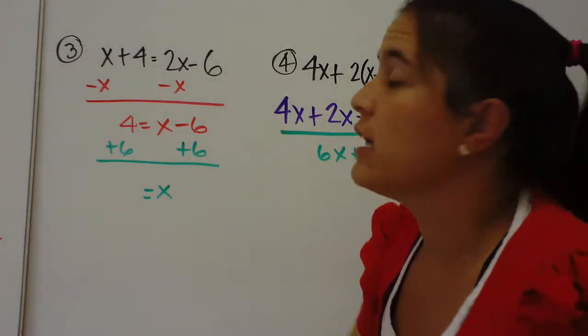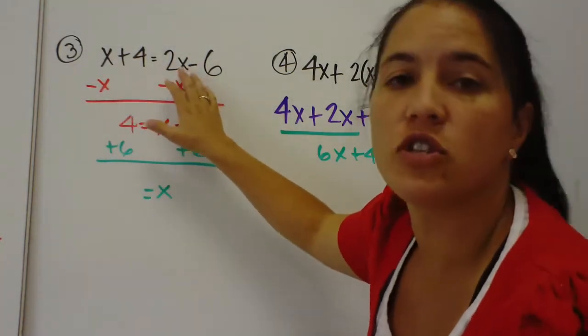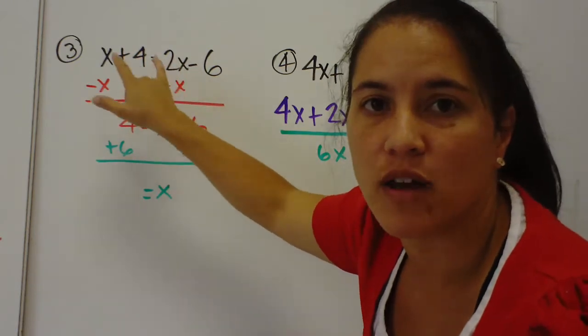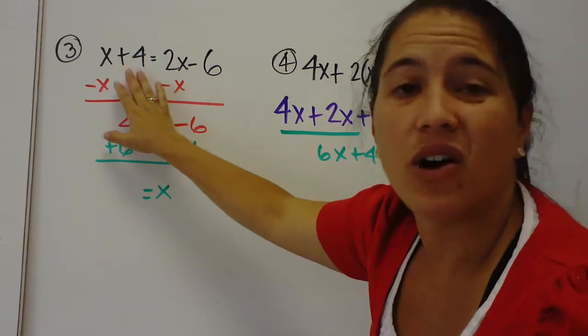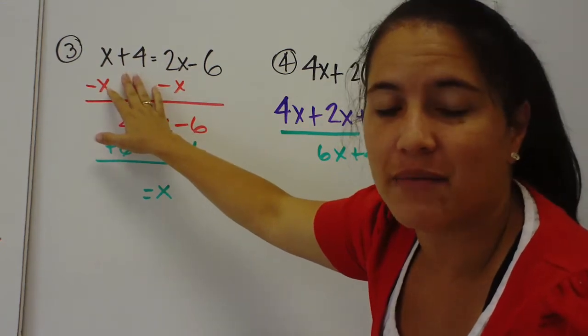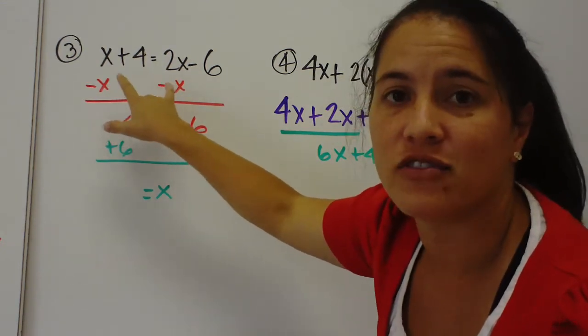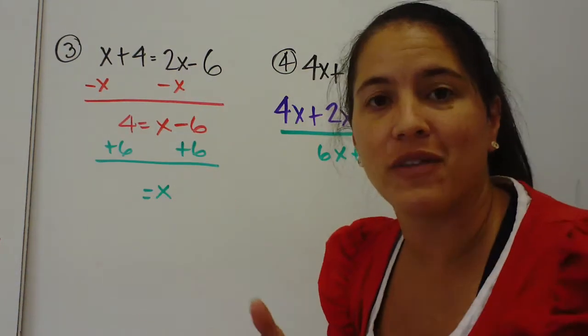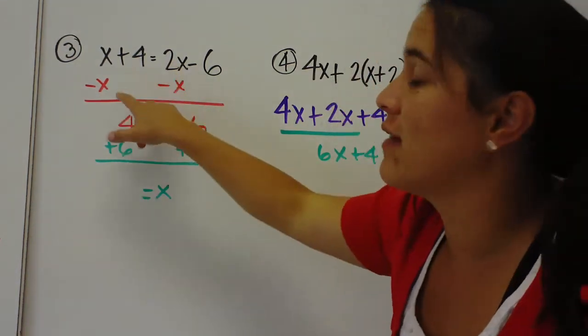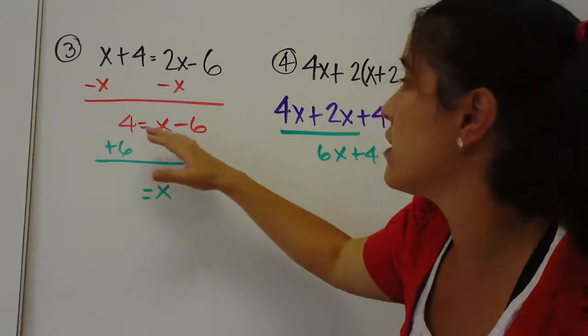All right, number 3, x plus 4 equals 2x minus 6. So notice we have variables on both sides of the equal sign. Variable over here, variable over here. We don't have any distributive, and we don't have any combined like terms. You cannot combine these since they're on opposite sides of the equal sign. You can only combine them if they are together. We cannot combine these. We have to start the solving process.